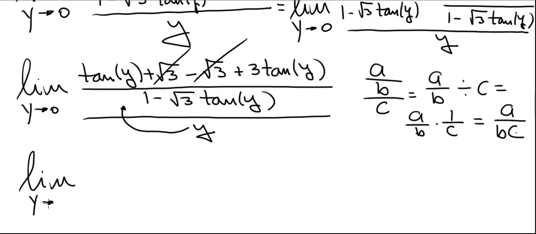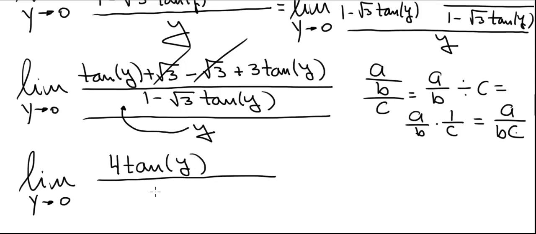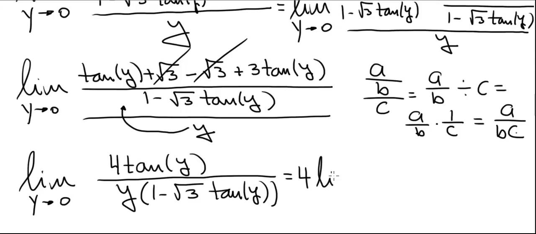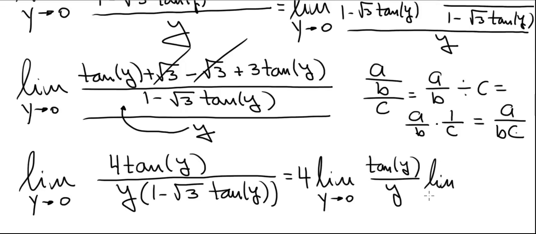Limit as y approaches 0. In the numerator, we have 4 times tangent of y. And in the denominator, we have y times 1 minus square root of 3 times tangent of y. Let's break this up into a couple of limits. First, the 4 can be factored outside the limit. 4 times the limit as y approaches 0 of tangent of y divided by y, and then times the limit as y goes to 0 of 1 in the numerator divided by 1 minus square root of 3 times tangent of y.